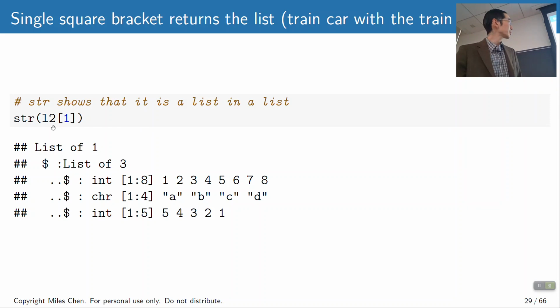Okay, so if I say, what is the structure of L2 single square bracket 1? It says it is a list of 1. Within that list of 1 is a list of 3. And that's what we're saying.